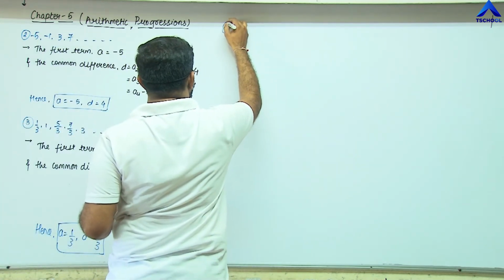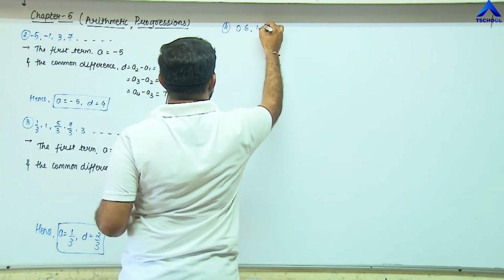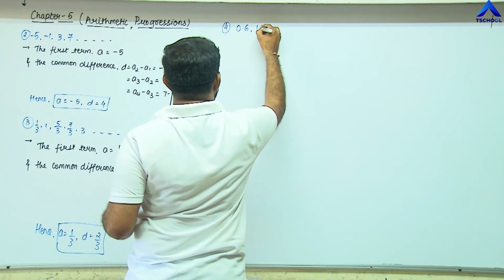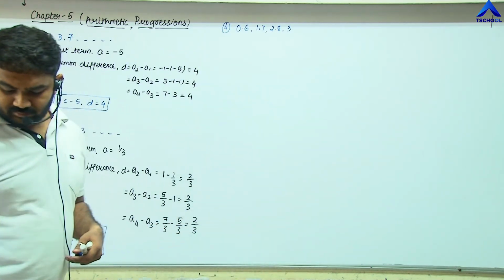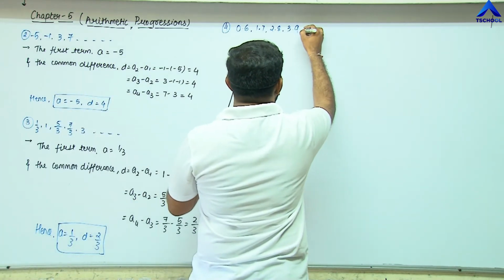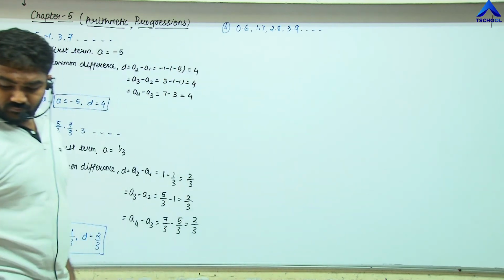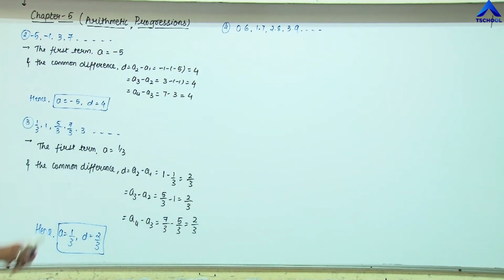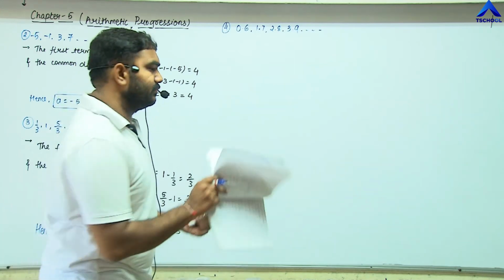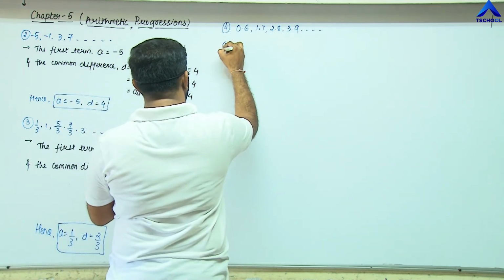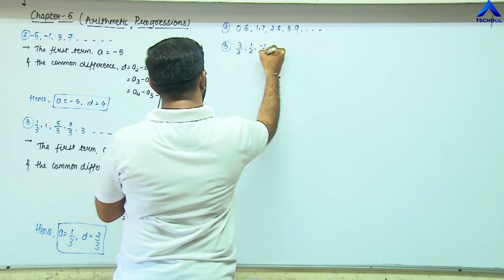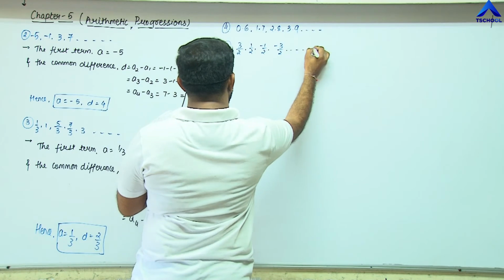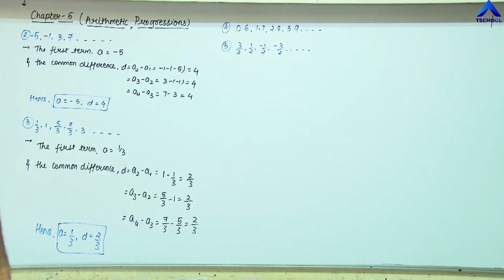Fourth one, 0.6, 1.7, 2.8, 3.9 and so on. Right? So that is the given AP, and the next one is 3 by 2, 1 by 2, minus 1 by 2, minus 3 by 2 and so on. So this is the given APs here.